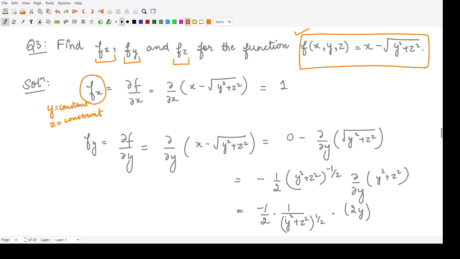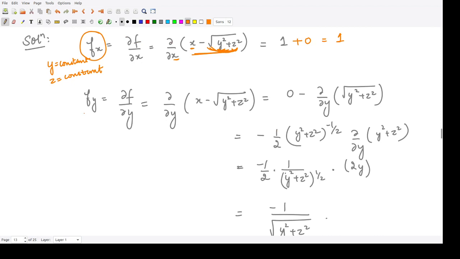So that means your partial derivative, when you perform it with respect to x, this quantity would be 1, and then because y is constant and z is constant, the square root of this whole quantity is constant, and the derivative of a constant is 0. So you have 1 plus 0 as the answer, which is equal to 1. That is the partial derivative of f with respect to x. Now let me calculate the partial derivative of f with respect to y.